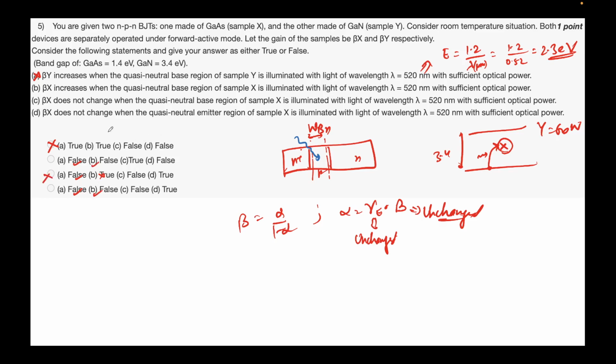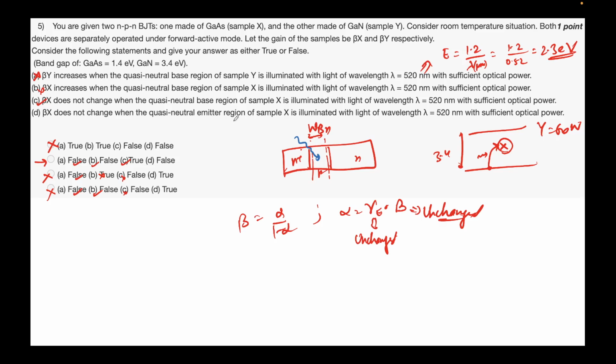Option C: beta X does not change when the quasi-neutral base region is illuminated. This is what I just talked about. So this is true, the others are false, so technically I think this is the correct option. But let's also analyze option D.